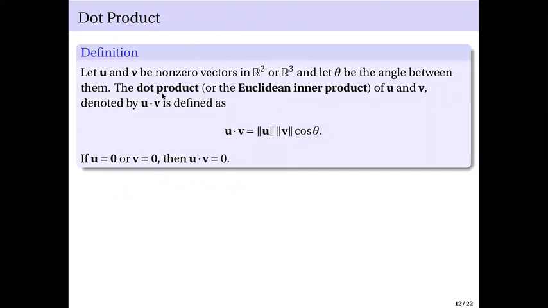We define the dot product, or Euclidean inner product, of u and v, which we will denote by u dot v. Take note of this dot here; it's meant to be there. So u dot v is defined to be u dot v equals the magnitude of u times the magnitude of v times the cosine of the angle theta. So in here, let me just remind you, here you have the dot product.